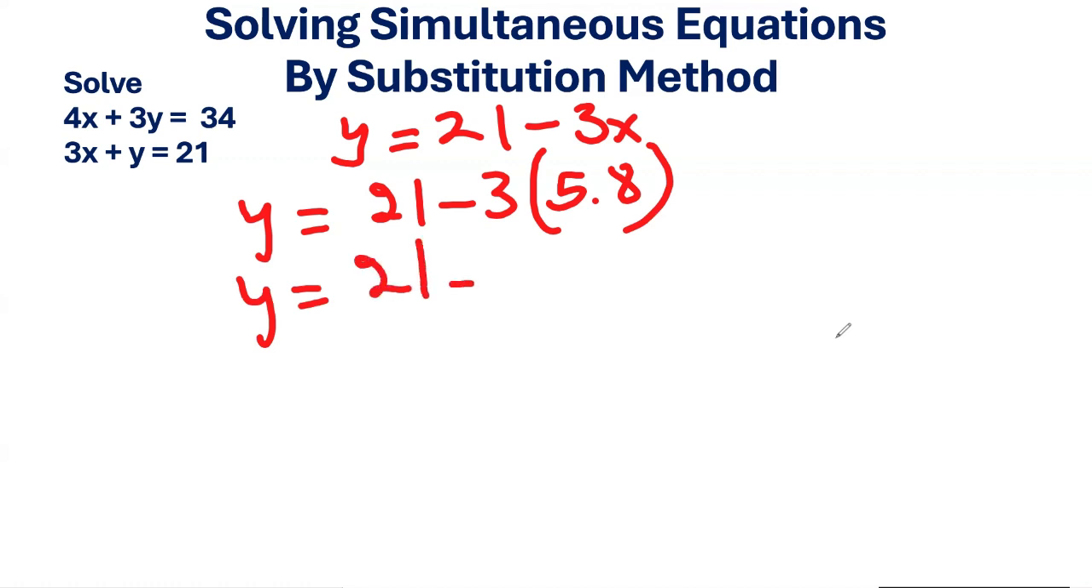Now y is equal to 21 minus. Now you have to multiply 3 by 5.8. It will give you 17.4. Right? 3 multiplied by 5.8 is 17.4. Now you have to solve 21 minus 17.4 is 3.6. This is the value of y.